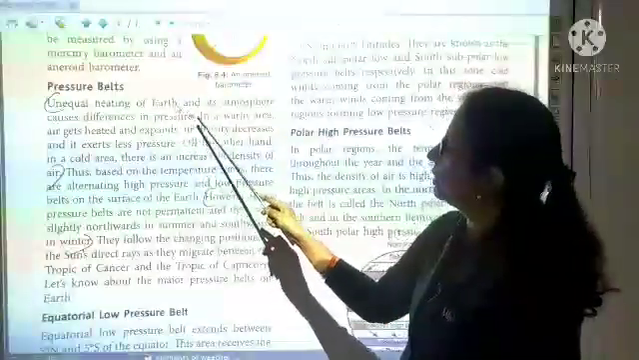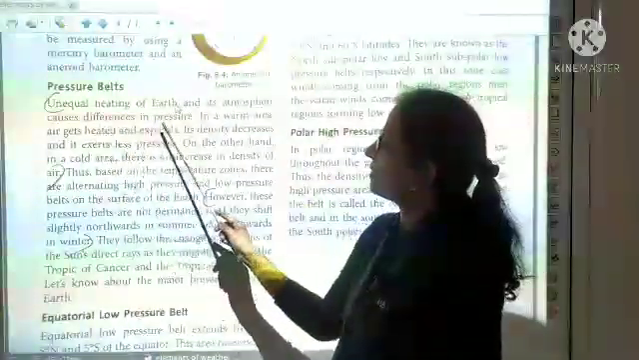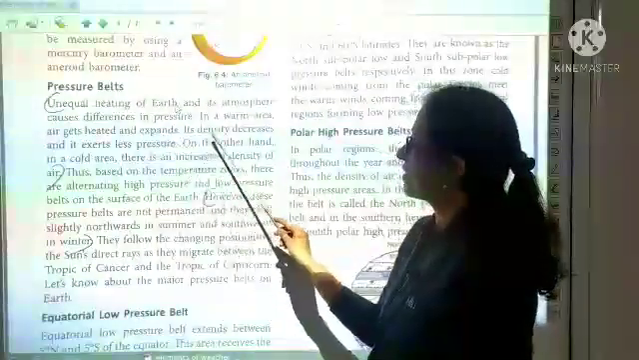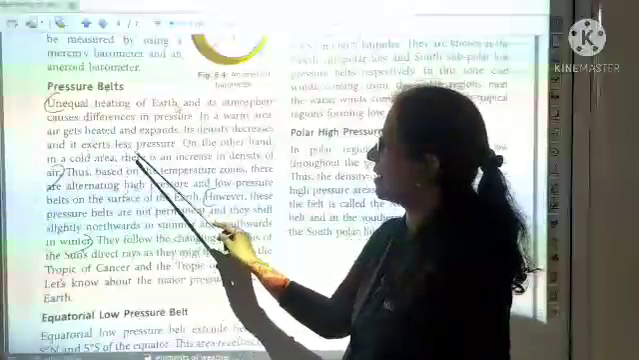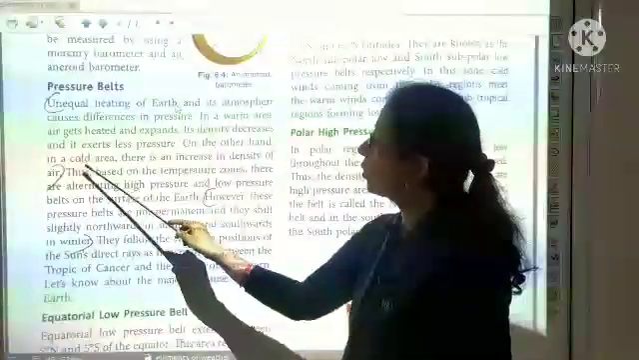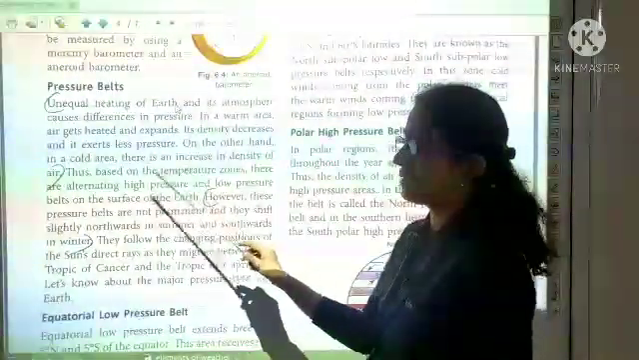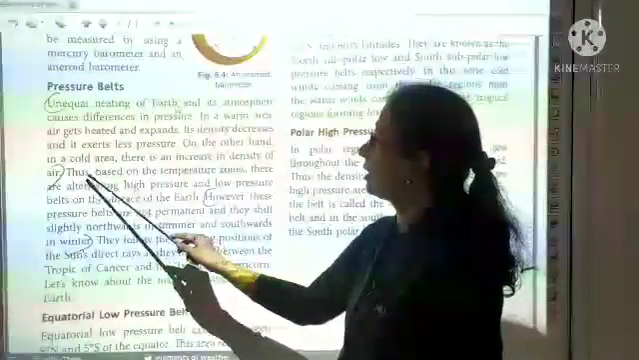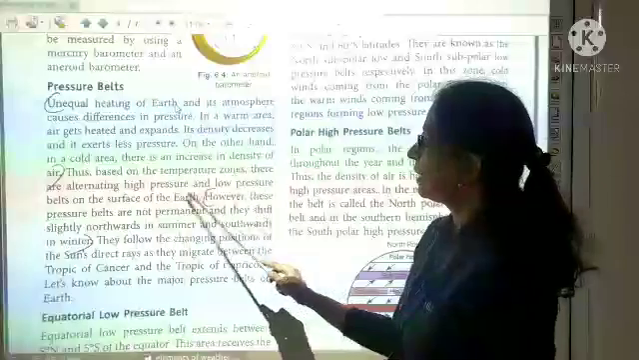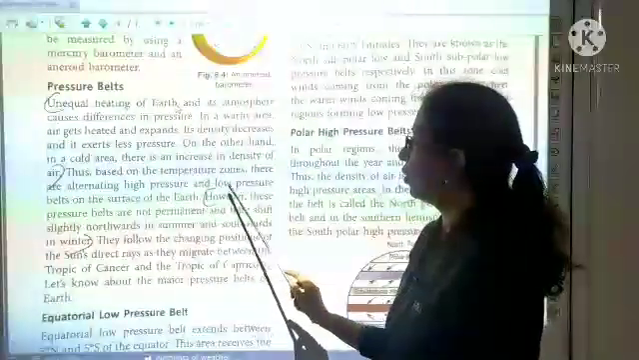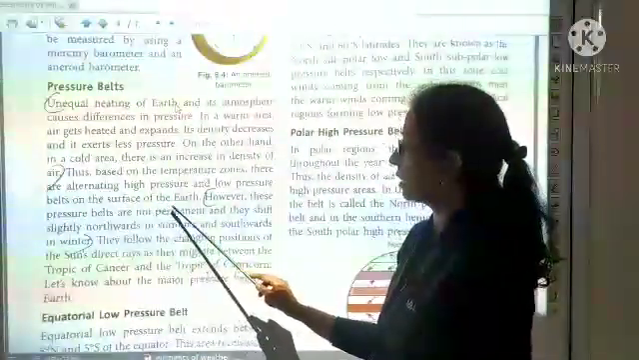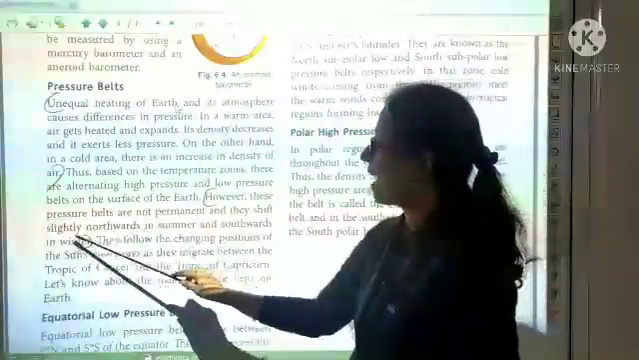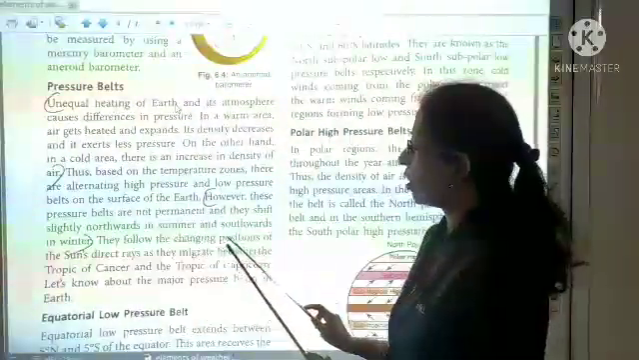Unequal heating of earth and its atmosphere causes difference in pressures. In a warm area, air gets heated and expands. Its density decreases and it exerts less pressure. On the other hand, in a cold area, there is an increase in density of air. Density of air cold area में क्या हो जाती है, ज़्यादा हो जाती है. Thus, based on the temperature zones, there are alternating high pressure and low pressure belts on the surface of the earth. However, these pressure belts are not permanent and they shift slightly northwards in summer and southwards in winter.